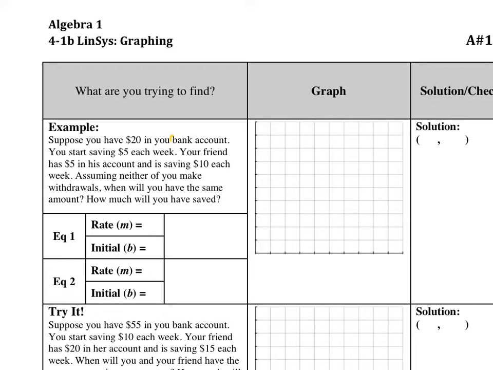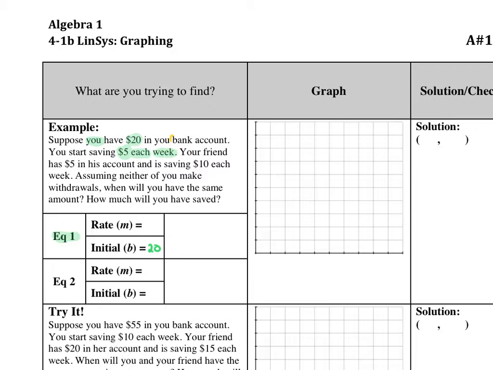So let's consider the first situation, equation number 1, and that's going to be me. I start with $20, so that's my initial amount, $20. And I'm saving $5 each week. Notice the each week part is extremely important because that expresses a rate.